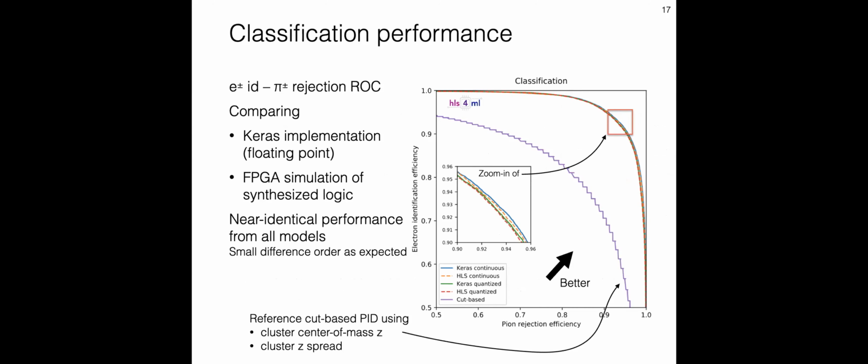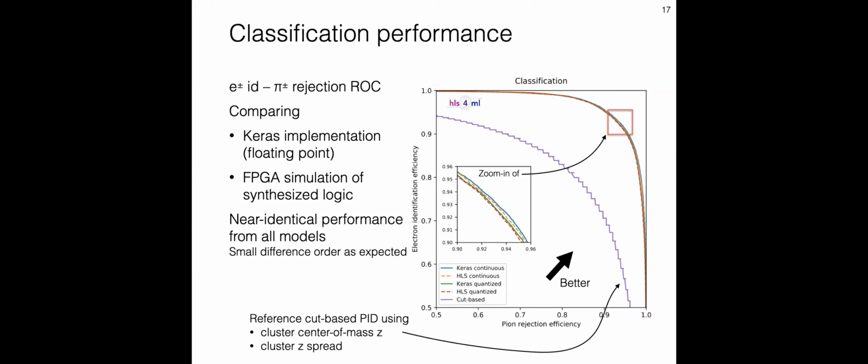So how did these perform? For classification performance, here's the ROC curve. The y-axis is the electron ID efficiency. The x-axis is the pion rejection efficiency, so 1 minus false positive rate. We're comparing 4 models: Keras implementation of this modified GarNet for continuous and quantized, and HLS versions of those. The Keras version uses floating point. That's the essential difference from the HLS version. Floating point tends to be more accurate.